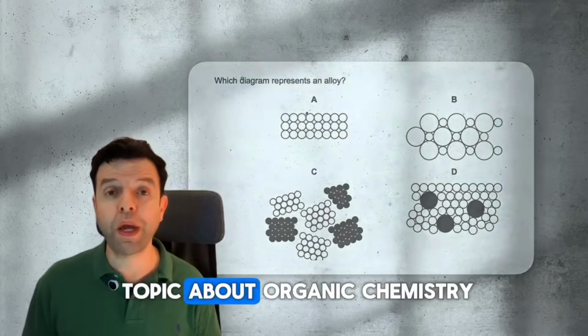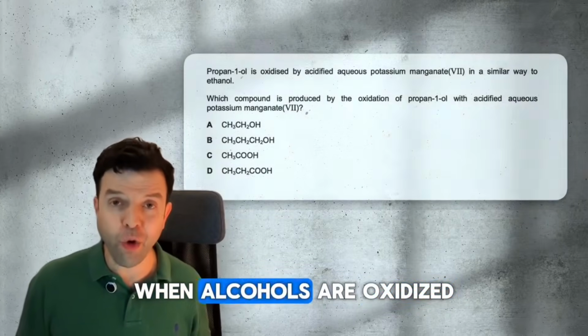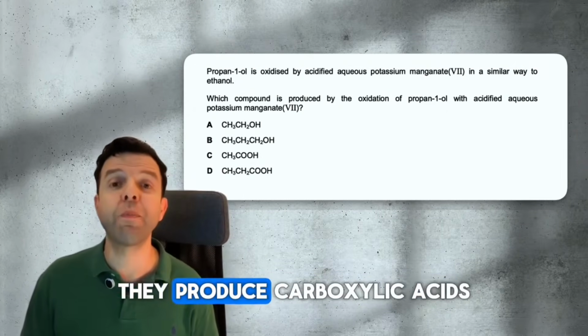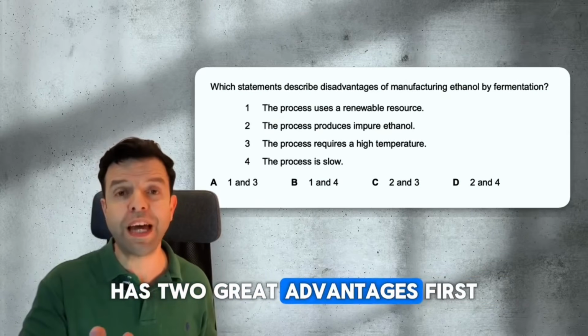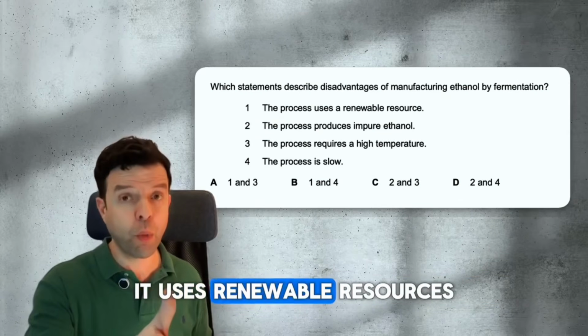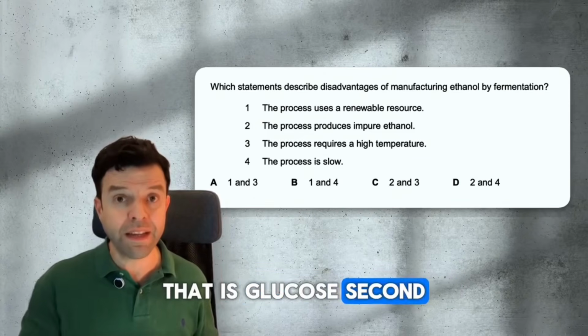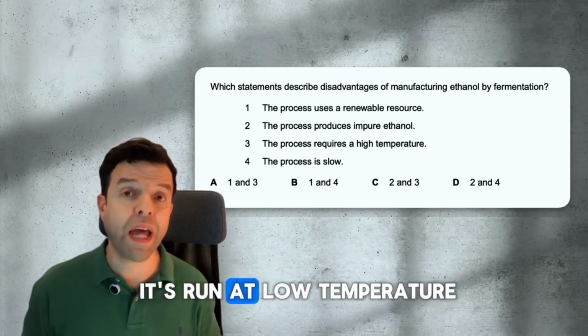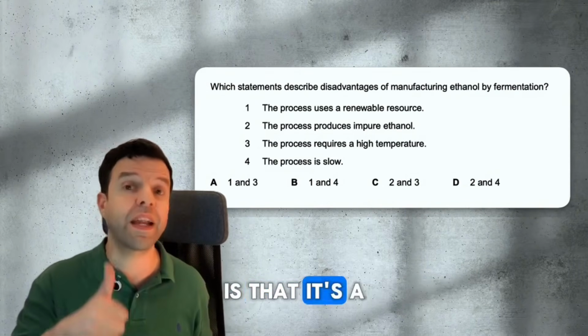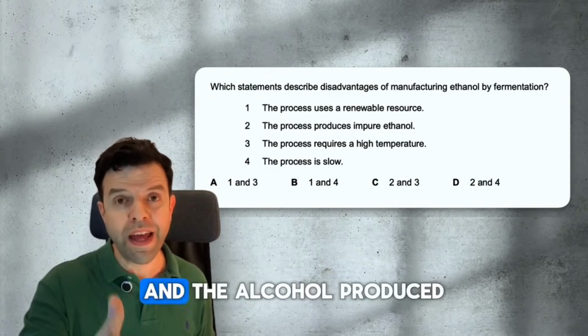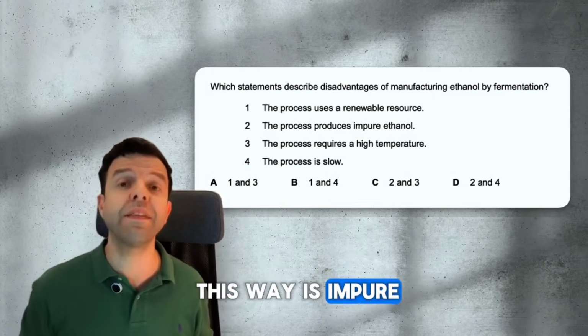Moving to the last topic about organic chemistry. When alcohols are oxidized with potassium manganate, they produce carboxylic acids. Production of alcohol by fermentation has 2 great advantages. First, it uses renewable resources, that is glucose. Second, it saves energy because it's run at low temperature. The 2 disadvantages of fermentation are that it's a slow batch process and the alcohol produced this way is impure.